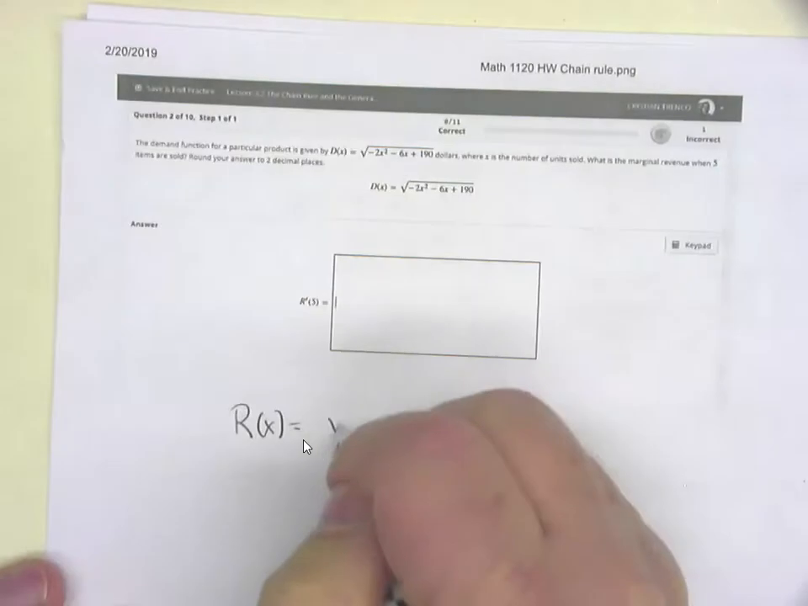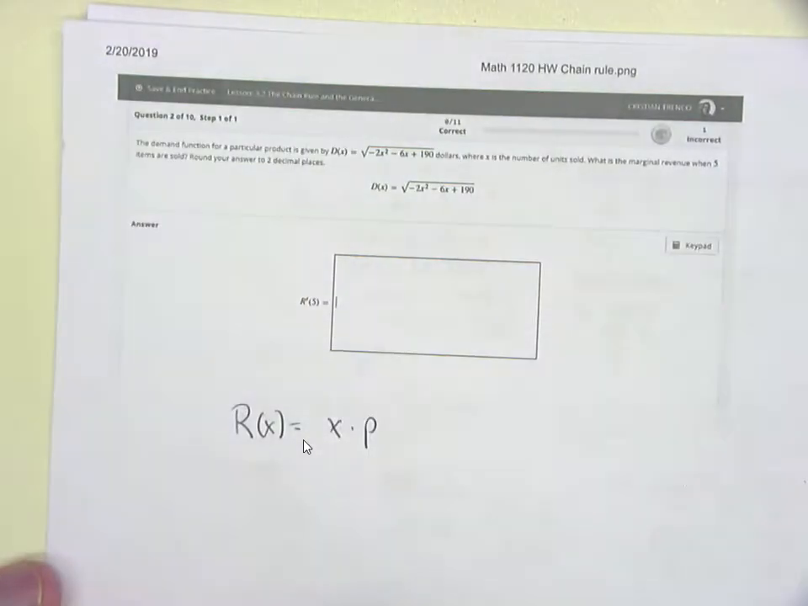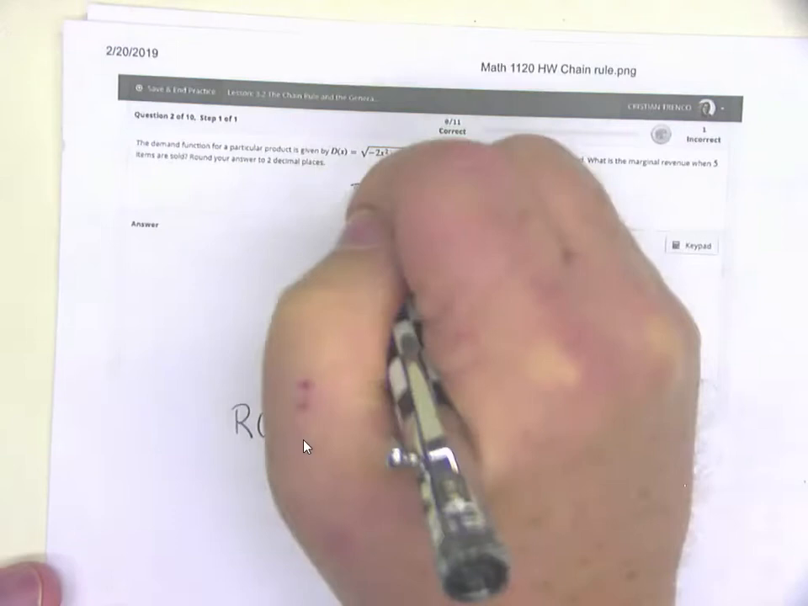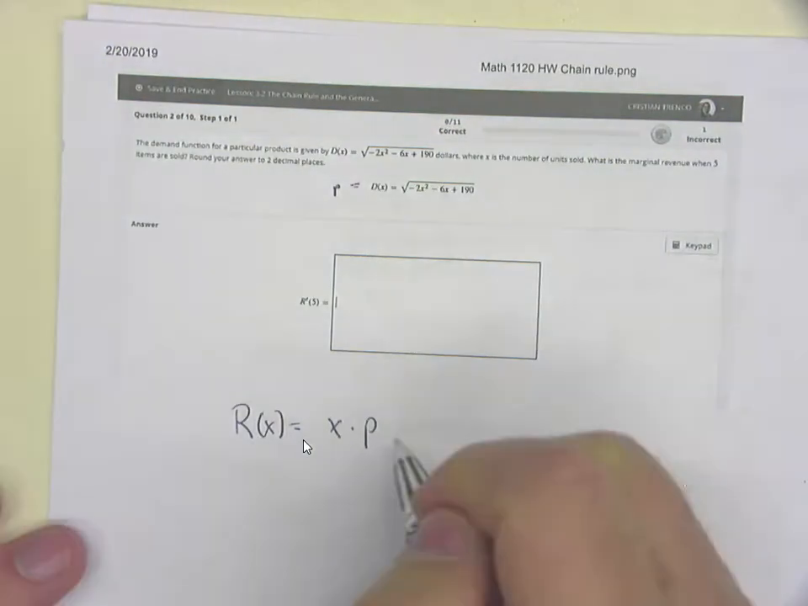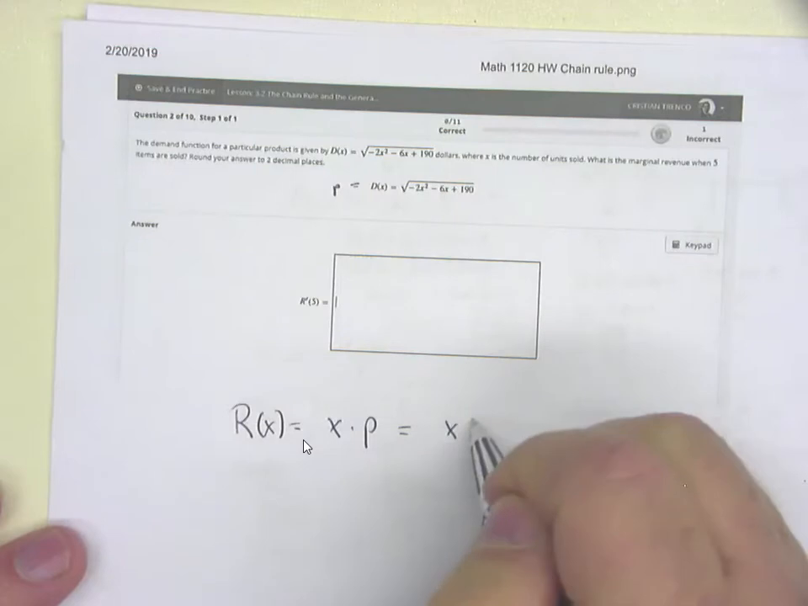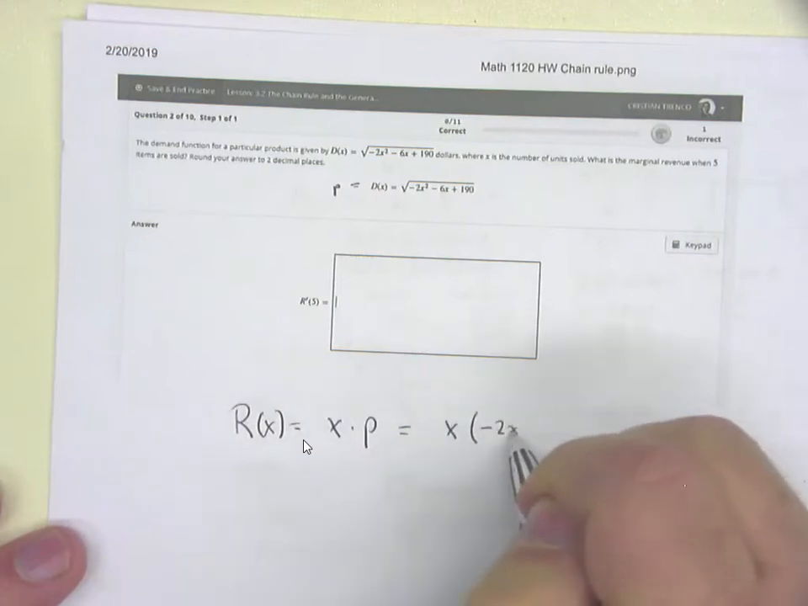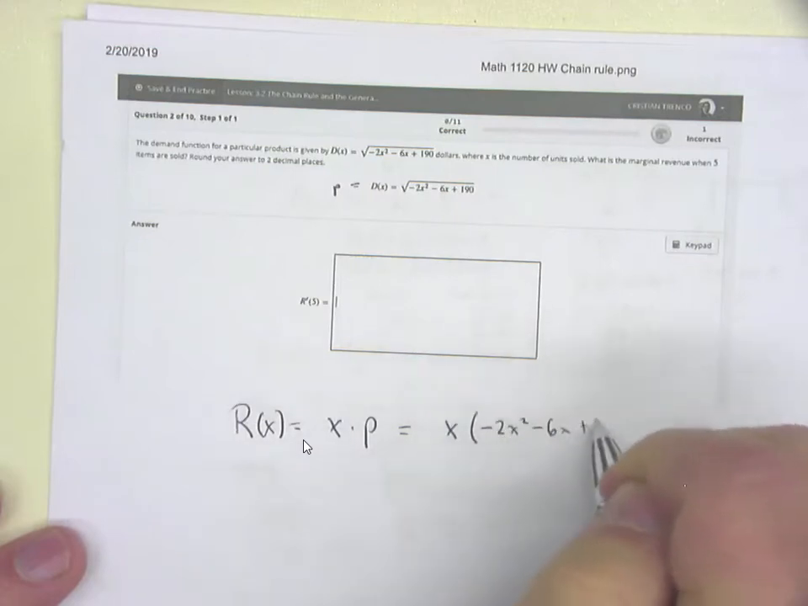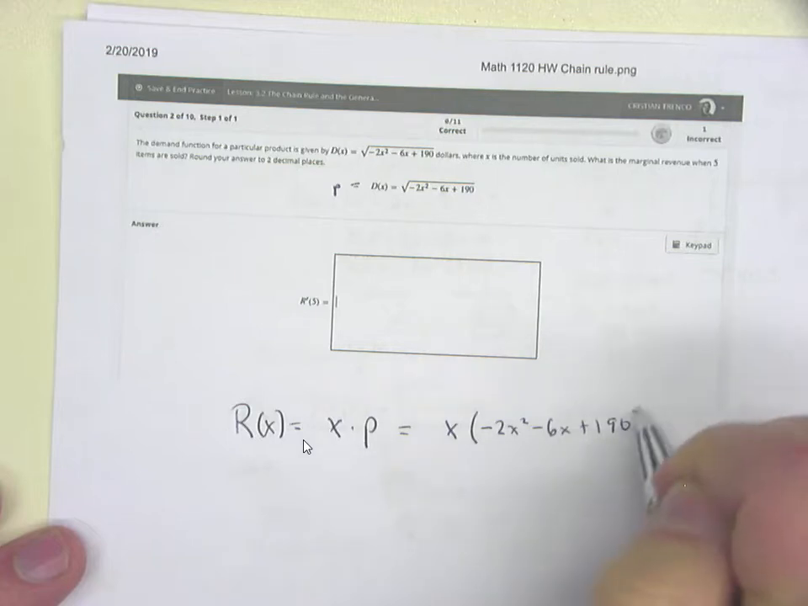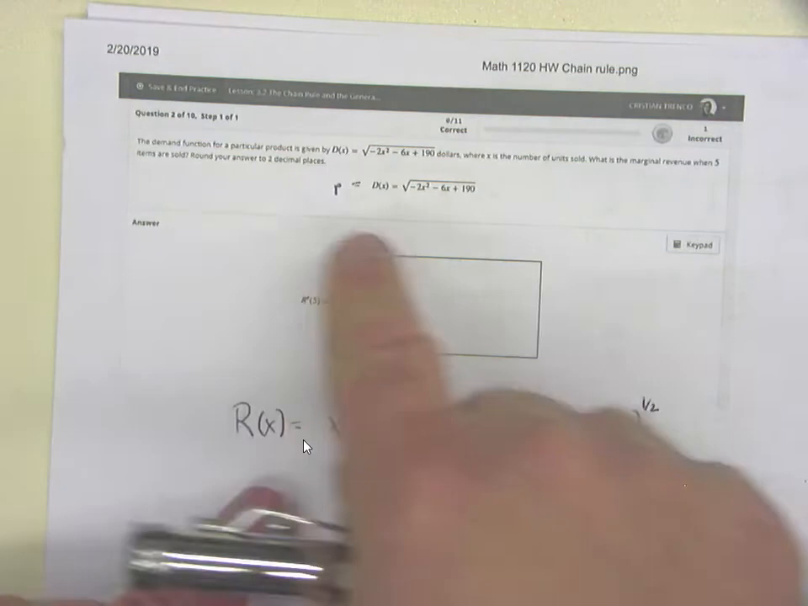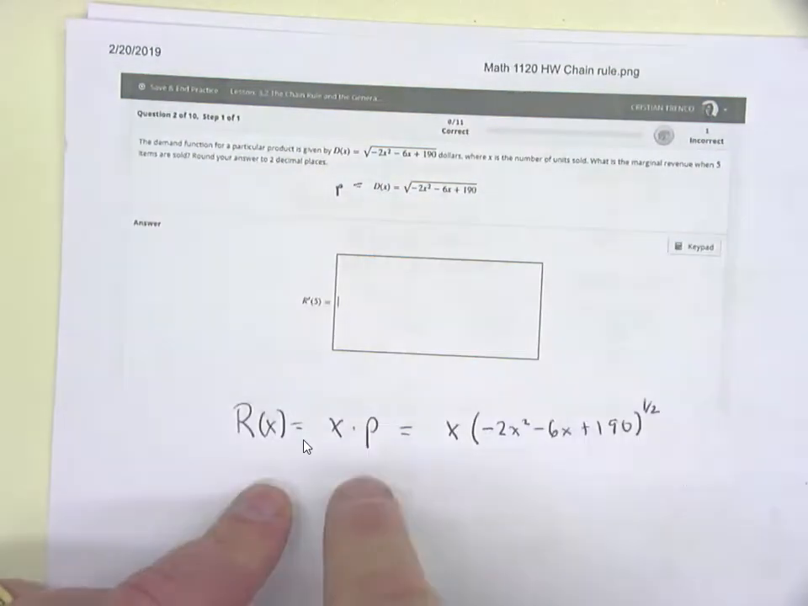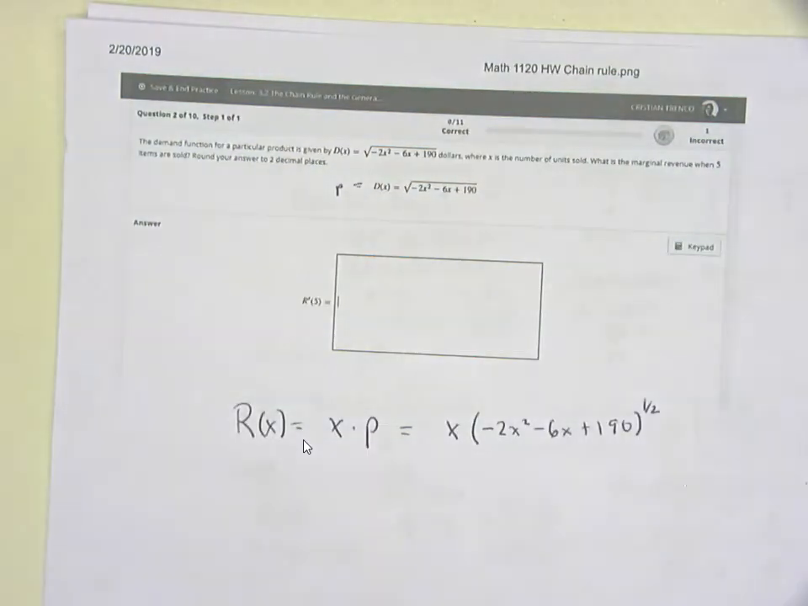X times price, or X times demand. And that price is the same thing as demand, right? Your d of x. So this would be x times the square root of negative 2x squared minus 6x plus 190. But I don't do square roots. Square roots is I have a power, right? So all I did was multiply the equation they gave me times x to get the revenue equation. Now they want the marginal revenue, which means I'm going to take derivative of this.